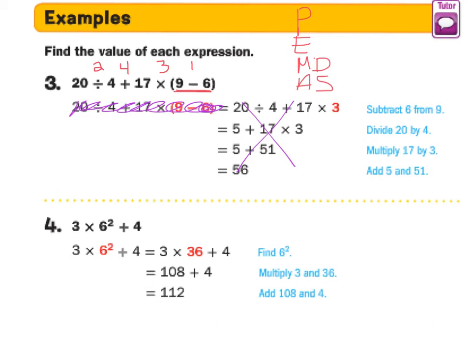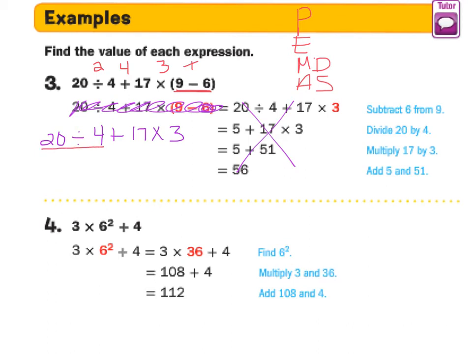So to get started, I'll underline my parentheses. And so 9 minus 6 is 3. And now I rewrite the whole rest of the expression in front of it. And this is where I say you can't get lazy. You've got to take your time and do this layer by layer. So we're done with step 1. So now go to step 2.